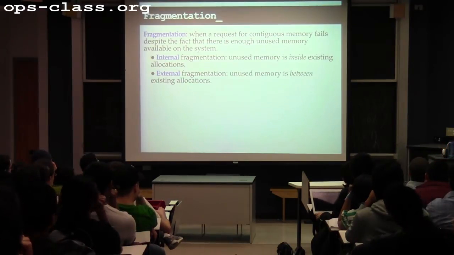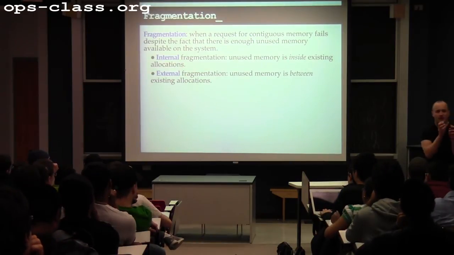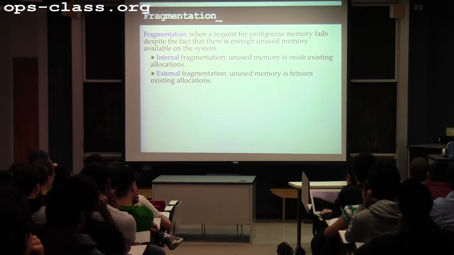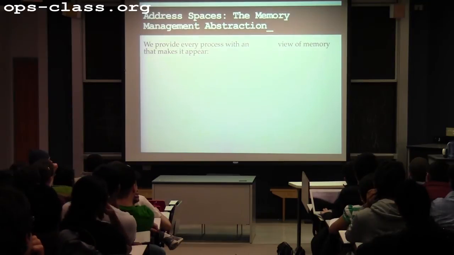Unused memory between allocations, right? Let's say I have two allocations, and there's 8 bytes in between them, and two other allocations, and there's 8 bytes between those, and I get a request for 12 bytes. I have 16 bytes available, but not in one piece, right?